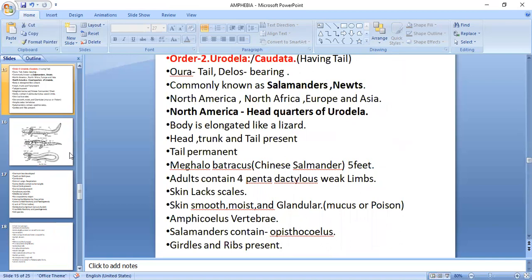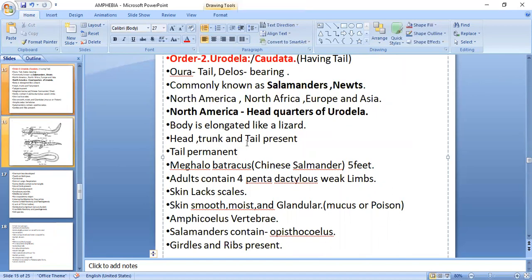The body is elongated like a lizard. Head, trunk, and tail, three parts are present. The tail is permanent, that's why we call it Chordata. So why is it called Chordata? Because the tail is permanent in these animals.